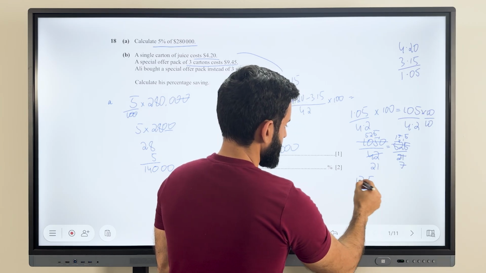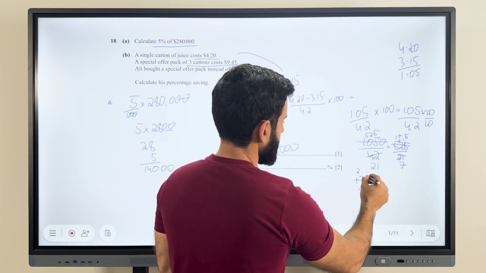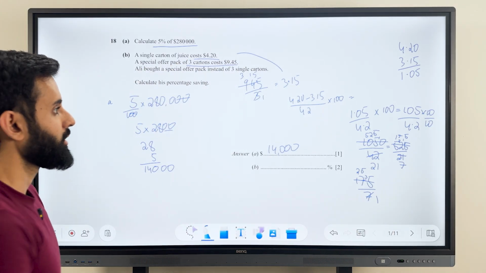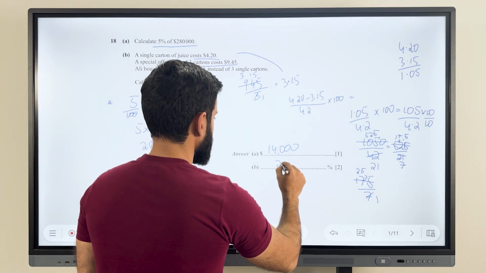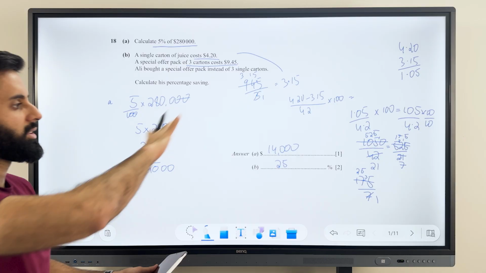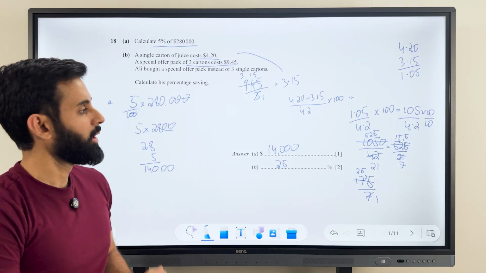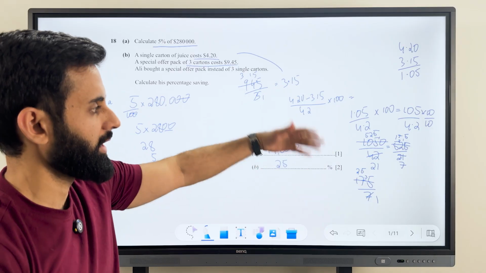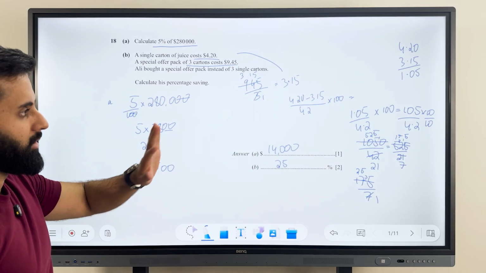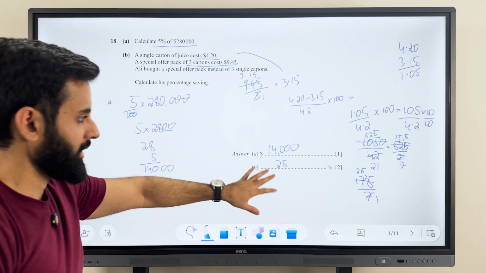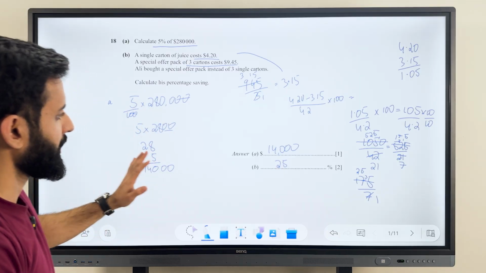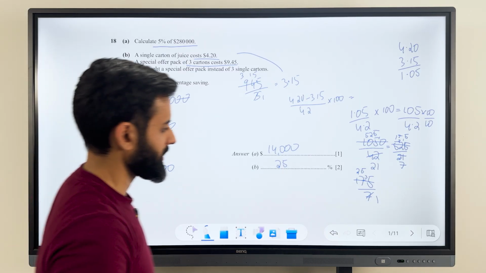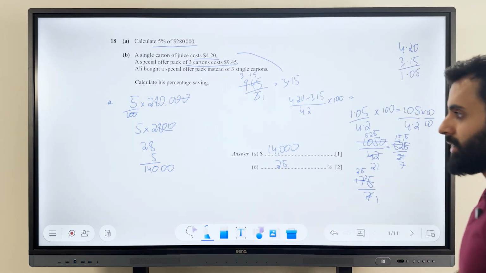So 7 1s are 7, 7 2s are 14, 3 carry, 7 5s are 35. So there you go. That means the answer is 25%. Now, my apologies, the working is a bit messy, I know, but just do it the way that you're comfortable. You'll be given space on the side to do working like this, so don't be afraid to take this much space. Just make sure that you do it step by step and you don't skip any relevant steps, which might make a difference in the answer.